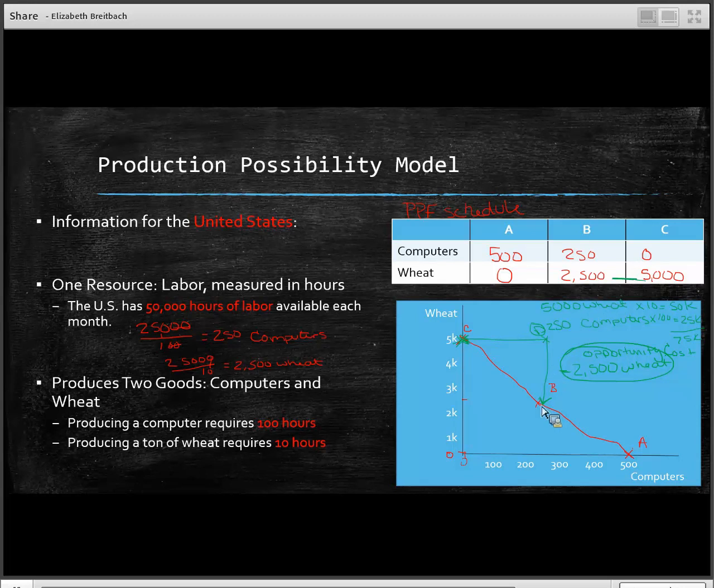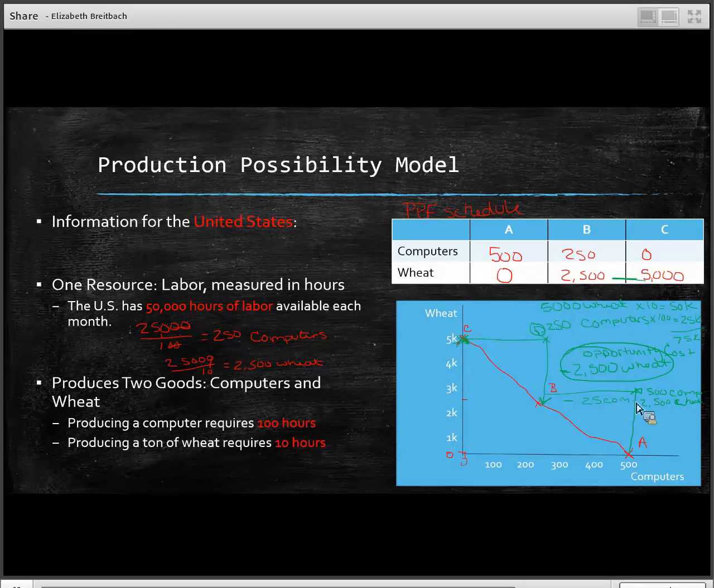But we could also move in the opposite direction. So let's say I'm operating down here at point A, 500 computers and no wheat, and I wanted some wheat. So I want to produce wheat. Again, I can't just produce 500 computers and 2,500 tons of wheat. That option, if you would calculate it out, again, would not be feasible. It wouldn't be possible under that 50,000 hours of labor. And so I have to give something up. And in that case, I have to give up computers. So I have a negative 250 computers.